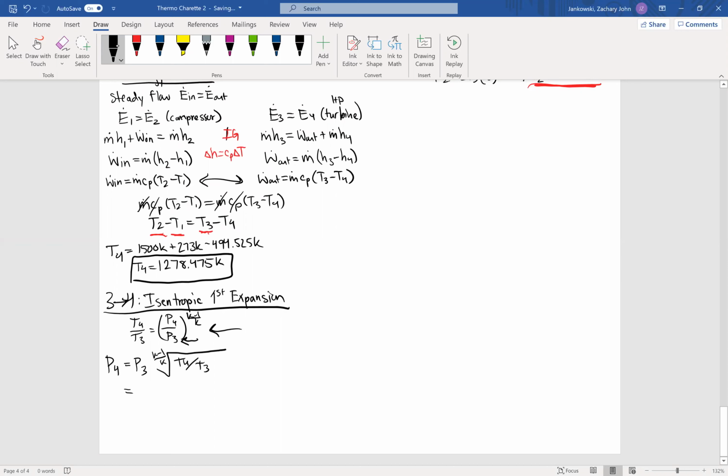So with this said, we're going to simplify it, that our P3 of 800 kPa that we just determined, and this is our root 1.4 minus 1 over 1.4 to our T4 that we just solved for of 1,278.475 Kelvin over our Tmax of 1500 Kelvin. And when we do this math out, we get that our P4 is equal to 457.29 kilopascals. And that is our second part of part B.